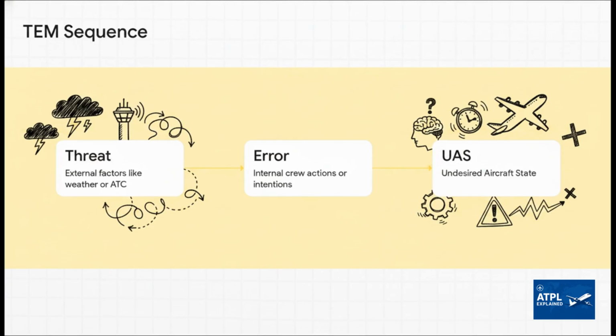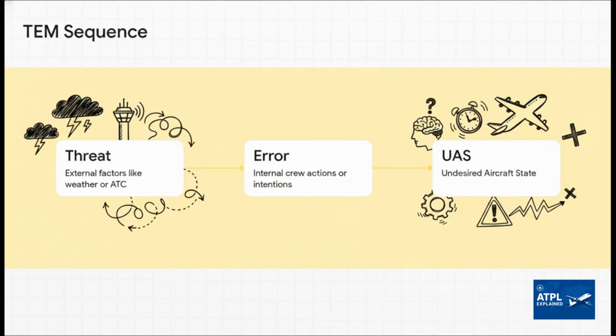Step 1 is the threat. Threats are external factors entirely outside of your control, like an unexpected thunderstorm, a complex ATC clearance, or a maintenance failure. Step 2 is the error. Errors are internal. These are crew actions or mistakes made in response to or independently of a threat. Misunderstanding that ATC clearance? That's the error.